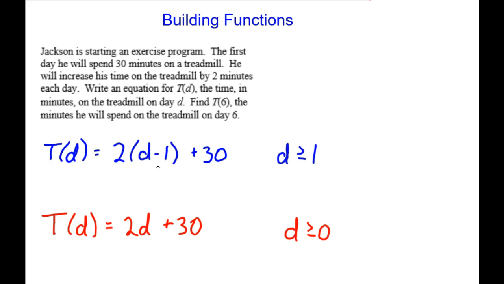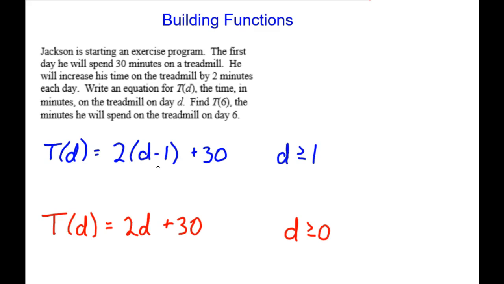In the second sentence, the first day he will spend 30 minutes on a treadmill. Well, the first day, is that referring to day 0, the initial day, or is that referring to day 1, the first day? Okay, so there's a couple different ways you can think about that problem.